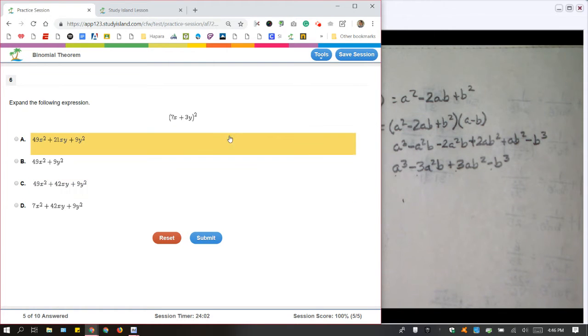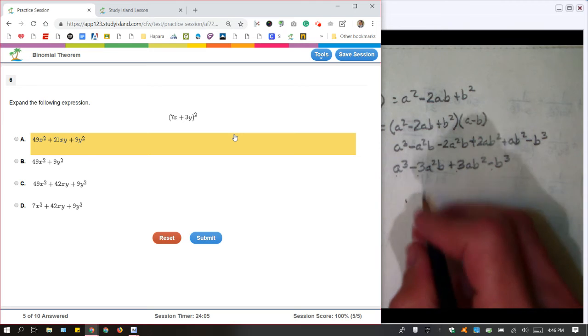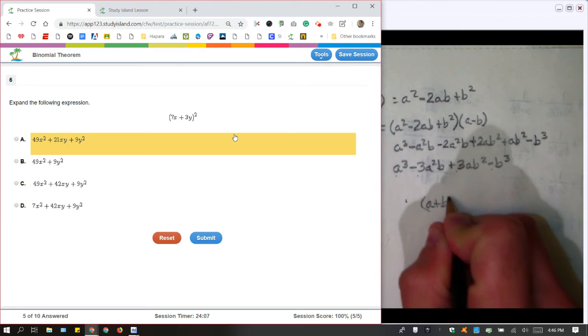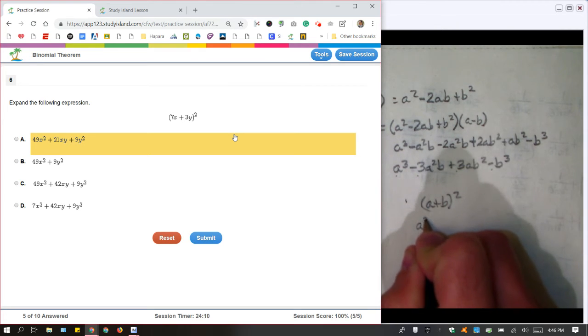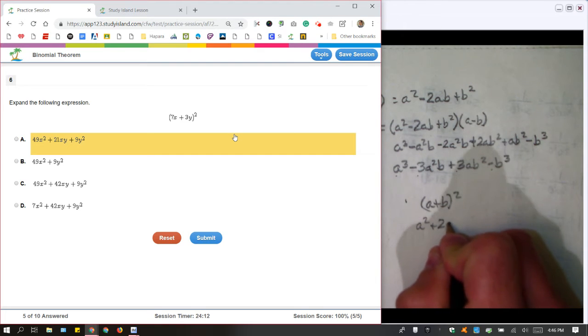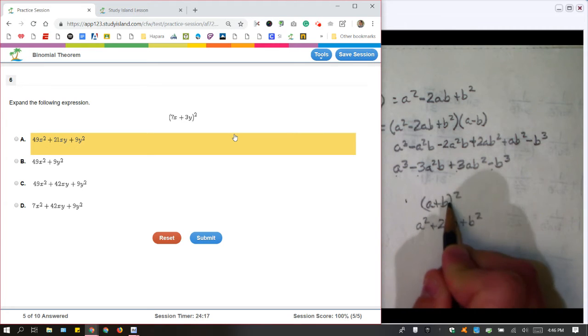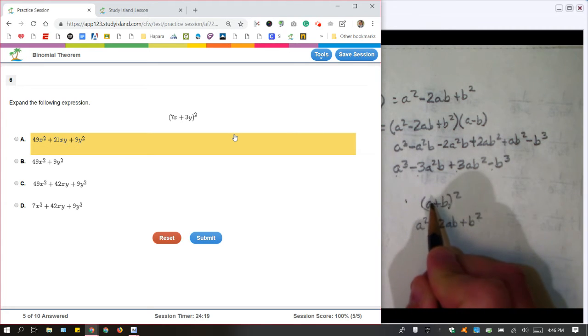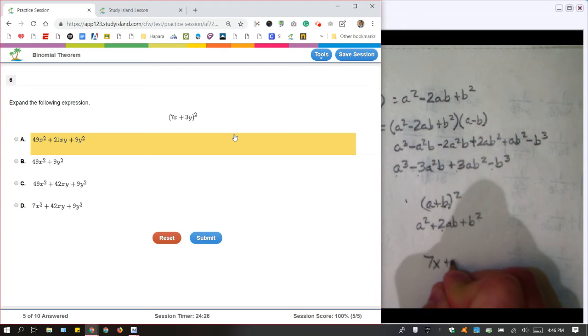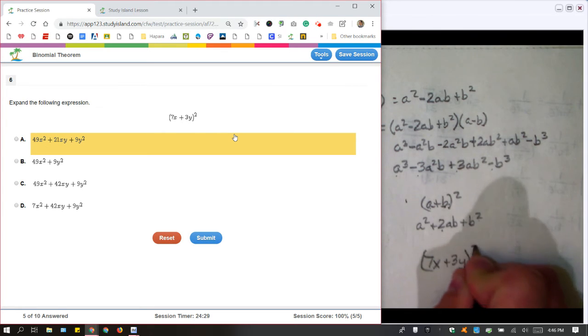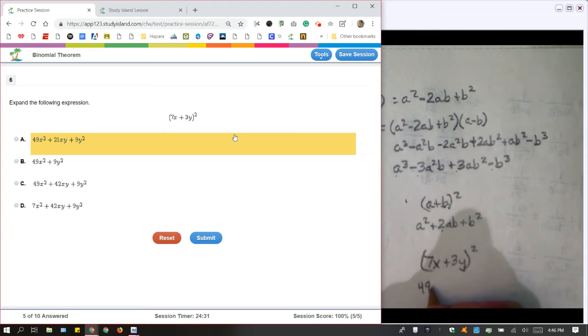Well, if you go back to our previous problem where we did a plus b squared, you remember it was a squared plus 2ab plus b squared. So the first term gets squared, the last term gets squared, and the middle is just the first term times the second term times 2. In this case, our terms are 7x plus 3y. We already squared our first term, 49x squared, and our last term, 3y times 3y is 9y squared.